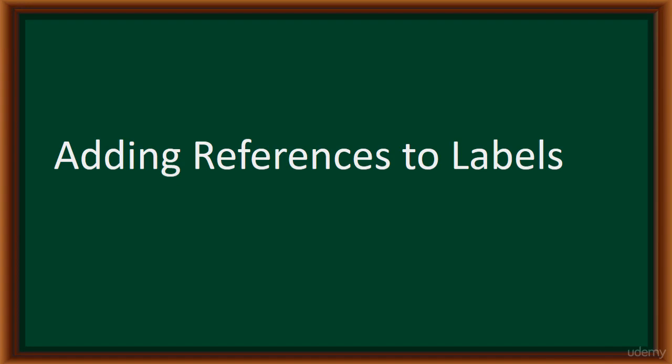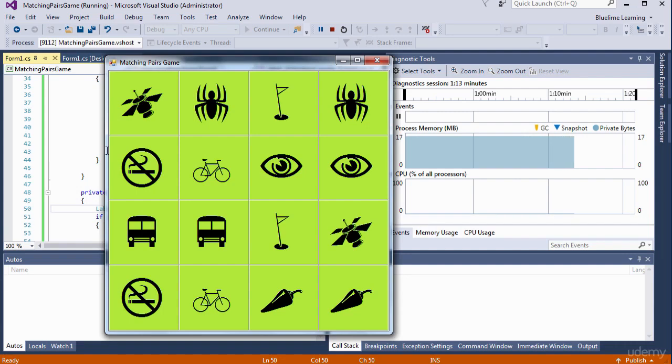The program needs a way to track which label controls the player chooses. Right now, the program shows all the labels chosen by the player. So this is the application at the moment. I've clicked on all the boxes and you can see all the icon images are showing. So we need a way to track which label controls the player has chosen. At the moment, you can see that all the labels chosen by me are displayed on the screen.